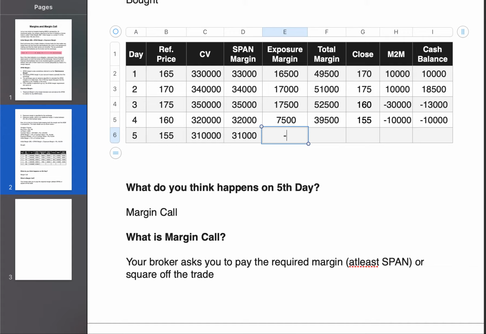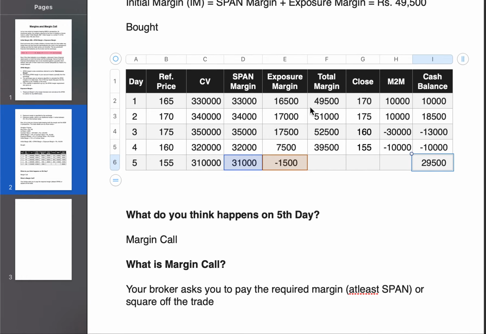However, if I say, look, I think this is a losing trade, I don't want to lose my money in this trade, cancel my trade, square off my position. If I have bought the future, sell my future. If I have sold the future, buy my future. But square off the trade. So my broker would give me cash balance of 31,000 rupees plus minus 1,500. So 29,500 rupees would be put back into my account.